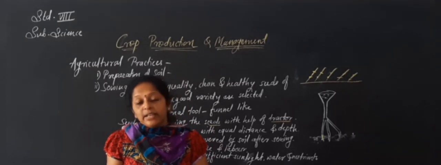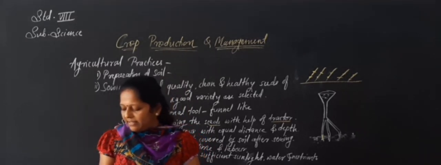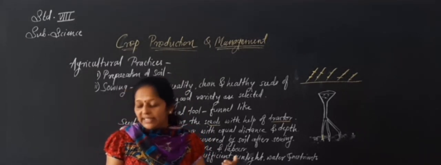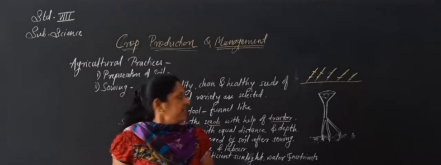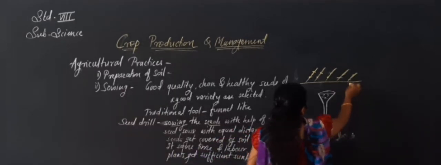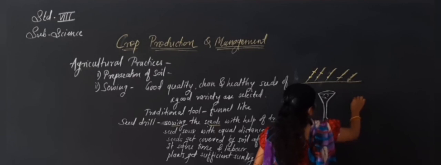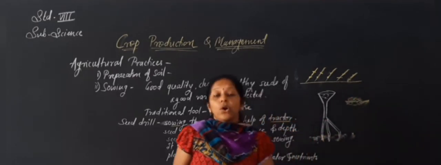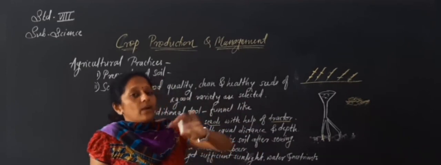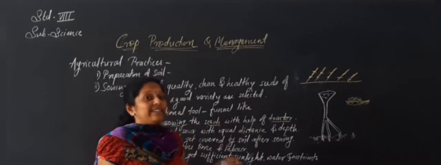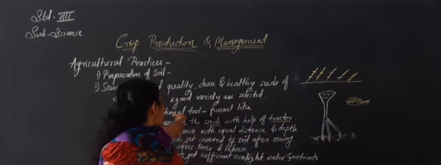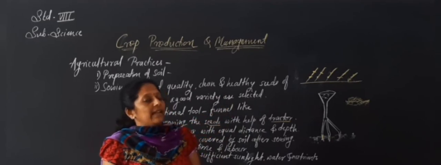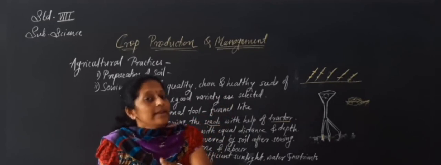So equal distance with depth ensures the seeds get covered by the soil. When we sow the seeds, they are covered by the soil, but only when we use the seed drill method. If we use the traditional funnel like tool, that is not possible. We are learning about a seed drill.